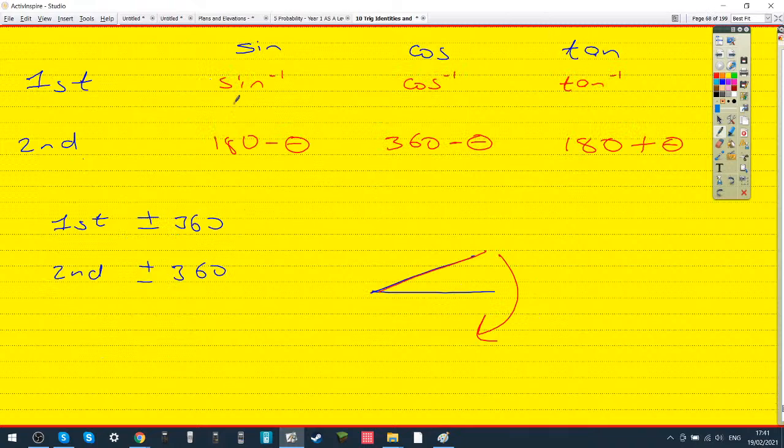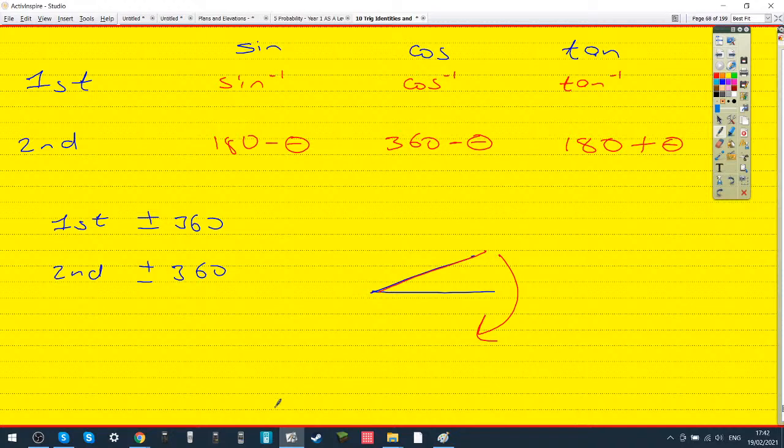Your first answer is always arc sine, arc cos, or arc tan, depending on what it is. The second answer for sine is 180 minus the first one. For cos it is 360 minus theta. And for tan it is 180 plus theta. That gives you two solutions. Any more solutions that you need, you either add 360 to your previous answers or subtract 360 from your previous answers, depending on which way you want to go. That's because if you have an angle and you spin 360, it goes back to where it is.